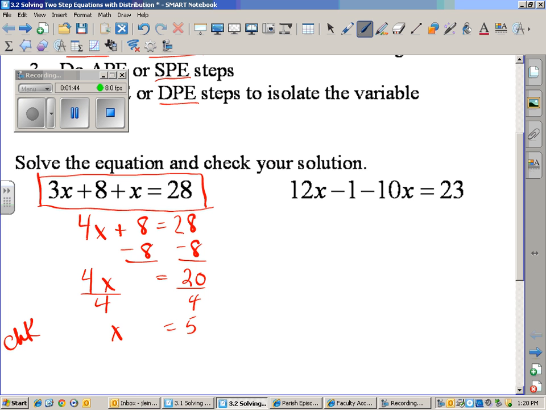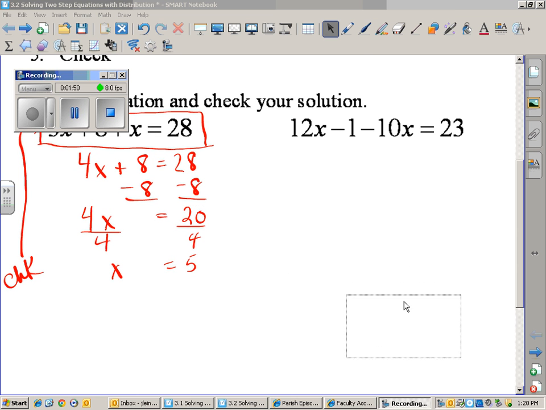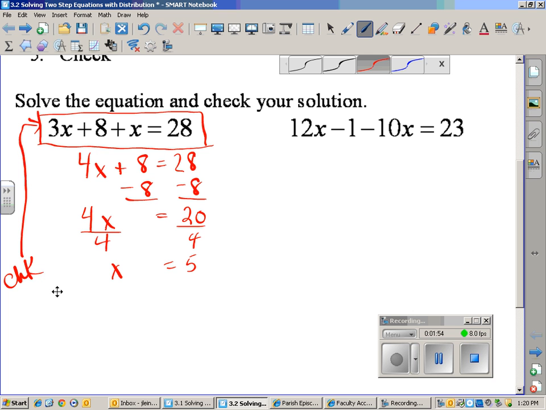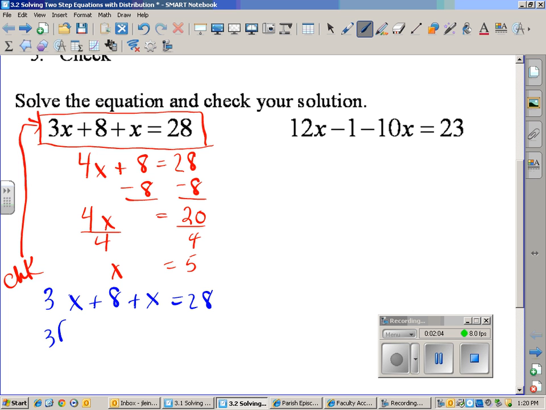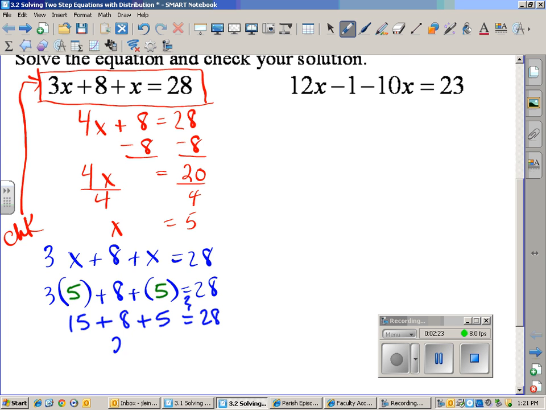I'm going to do my check. I'm going to go all the way back up to the guy inside the box. Let me move this little recorder down here. And I'll put him in another color, 3x plus 8 plus x equaling 28. I'm going to build my shell, and I'm plugging in what I think x is. I think x is 5. Let's hope we're right. What do we get? 15 plus 8 plus 5. Does that really equal 28? I hope. 23 plus 5. Yep, I like it. We did it. I'll let you do the second example.